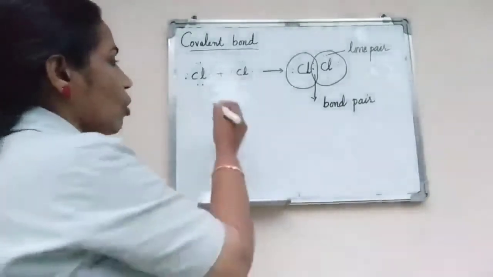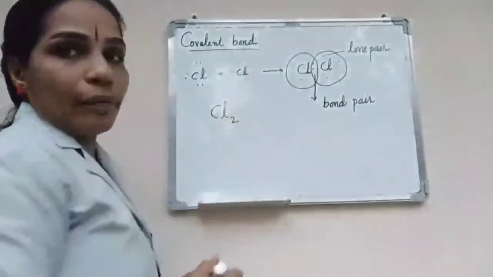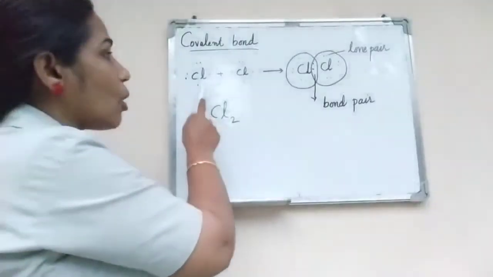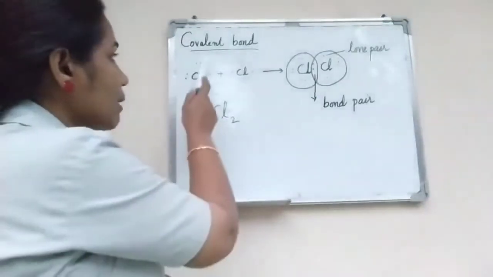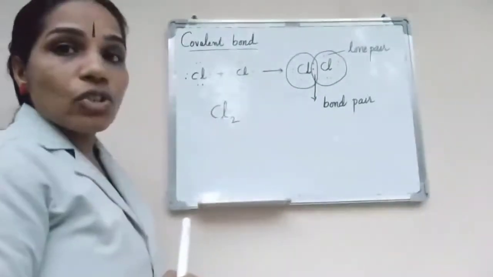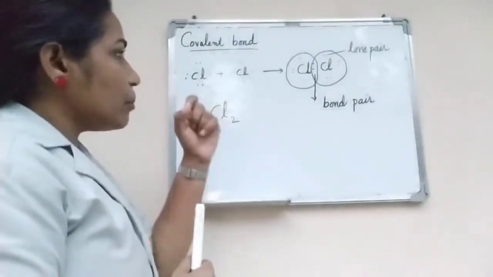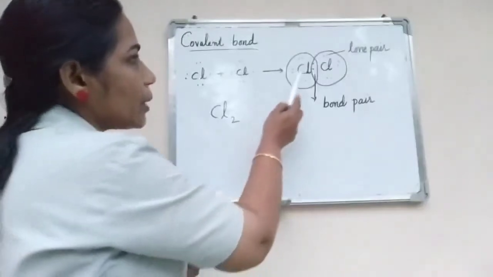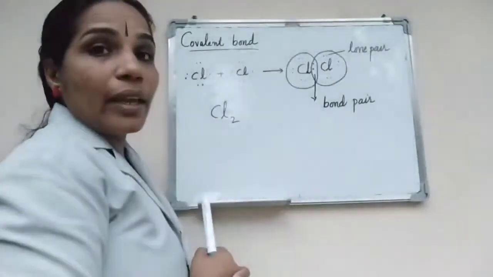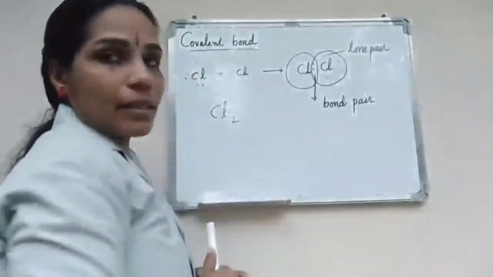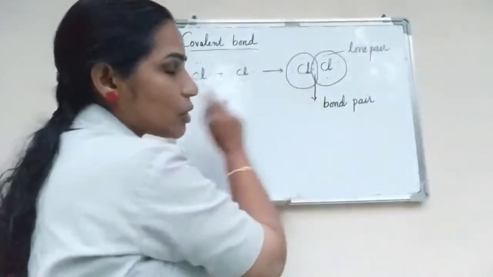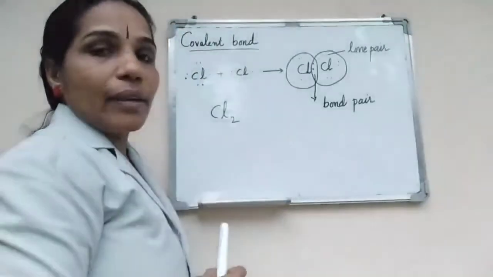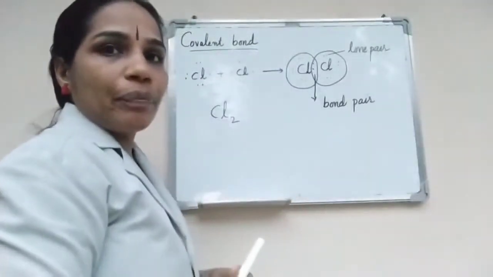Consider the formation of chlorine molecule. This represents the Lewis dot formula. 7 electrons in the valence shell. Each atom needs 1 electron. So, these two atoms share a pair of electrons: 1 electron from the first chlorine atom and 1 from the second chlorine atom. That is the mutual sharing.